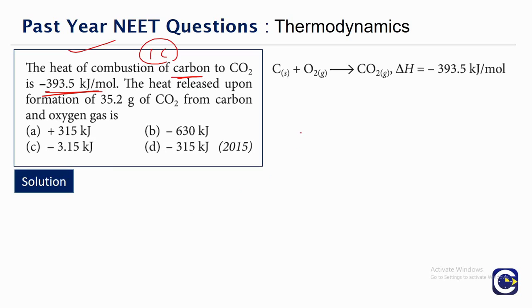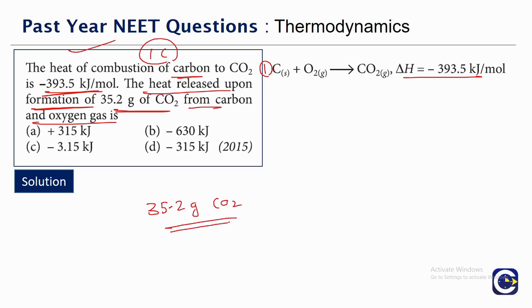So if you take 1 mole of carbon solid and burn it in the presence of oxygen, then the enthalpy change for that is minus 393.5 kilojoules. The question asks: the heat released upon formation of 35.2 grams of CO2 from carbon and oxygen gas. When we form 35.2 grams of CO2, what is the heat that is released? So they are asking what is the heat that is being released.